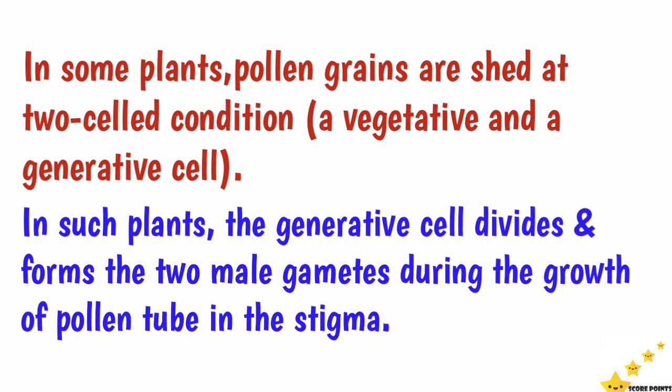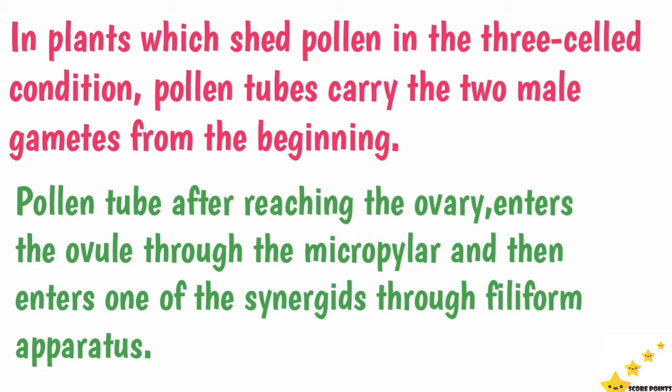We have learned that pollen grains are shed at the two-celled condition, that is, vegetative and generative cell condition. In such plants, the generative cell divides and forms the two male gametes during the growth of the pollen tube in the stigma. In plants which shed pollen in the three-celled condition, pollen tubes carry the two male gametes from the beginning. The pollen tube, after reaching the ovary, enters the ovule through the micropyle and then enters one of the synergids through the filiform apparatus.